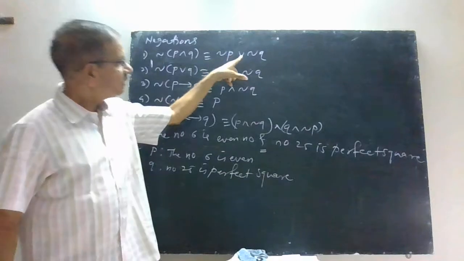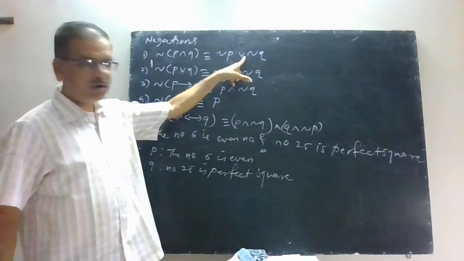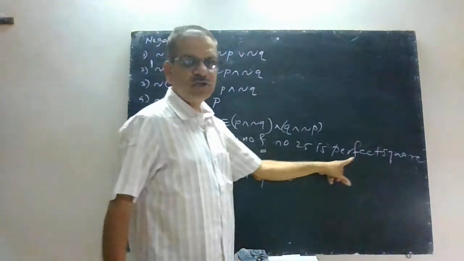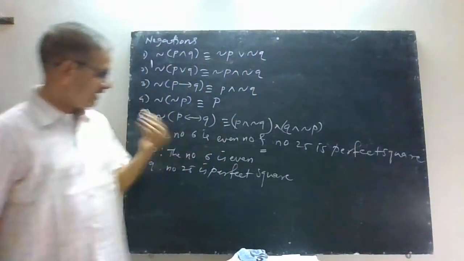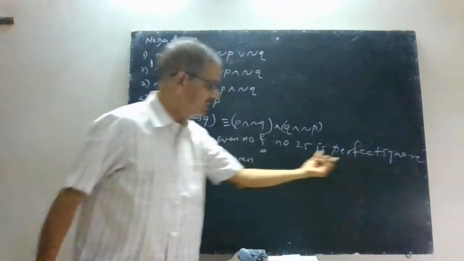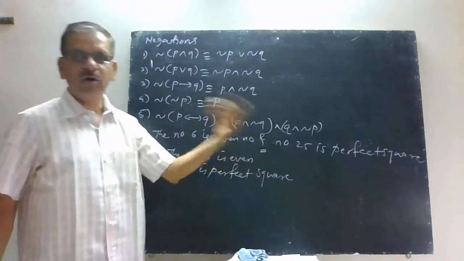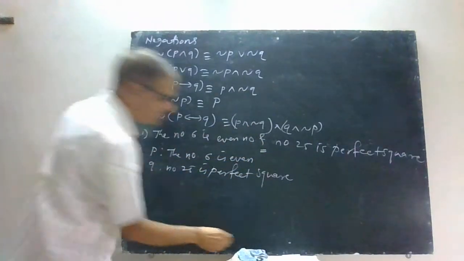Now instead of this "and", you will write "or". The number 25 is not a perfect square. That means you will make the negation of the first statement, the negation of the second statement, and instead of this "and" you will write "or". Now see this next statement.